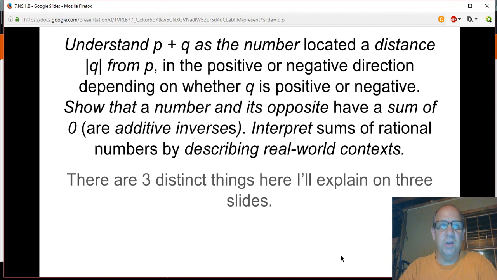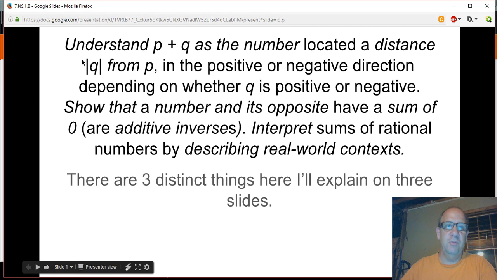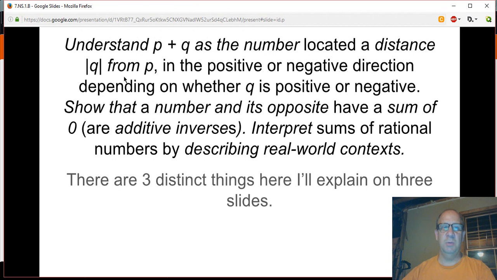This is standard 7.NS.1.B, a substandard of our first standard, which I did a little earlier. Understand P plus Q as the number located at a distance, the absolute value of Q from P in the positive or negative direction, depending on whether Q is positive or negative. Show that a number and its opposite have a sum of zero, are additive inverses. Interpret sums of rational numbers by describing real-world contexts.